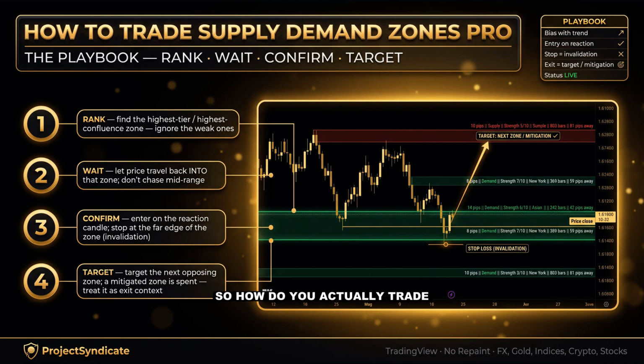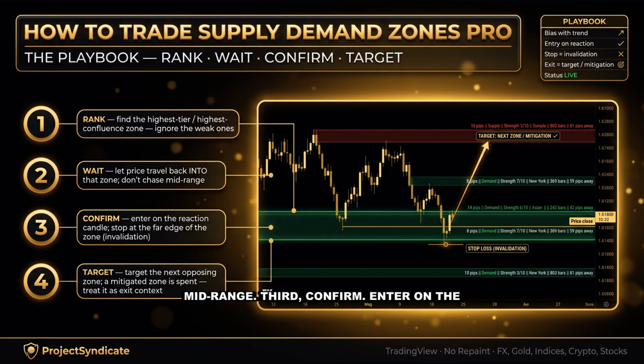So how do you actually trade Supply-Demand Zones Pro? It comes down to 4 steps. First, rank. Find the highest tier or highest confluence zone, ignore the weak ones. Second, wait. Let price travel back into that zone, don't chase mid-range.